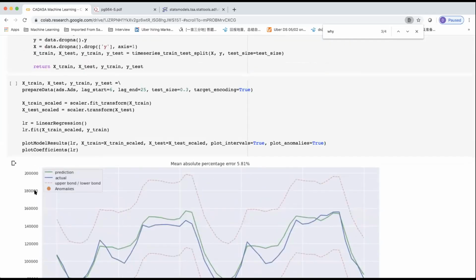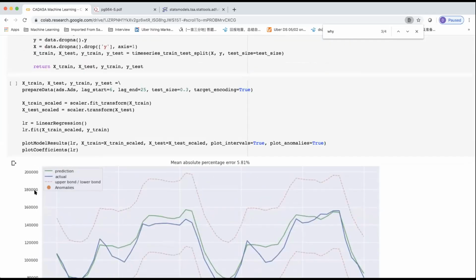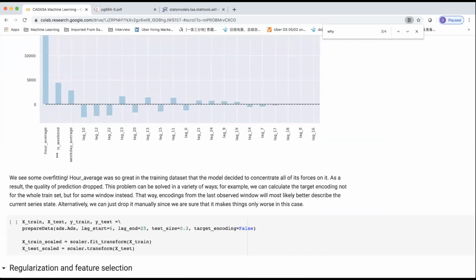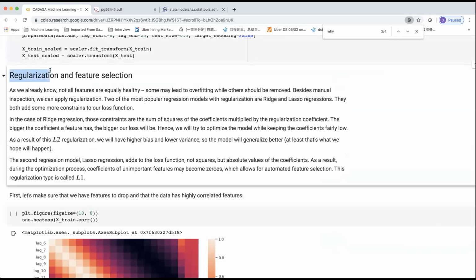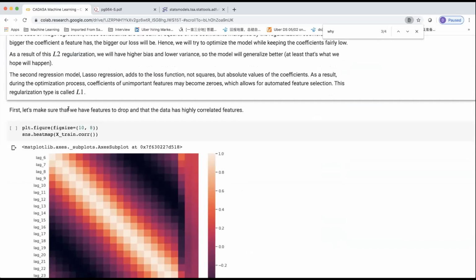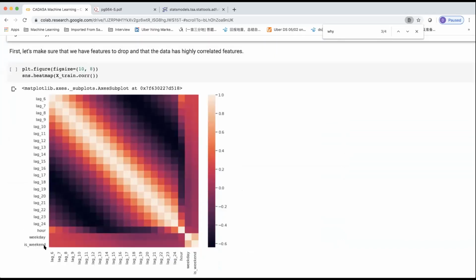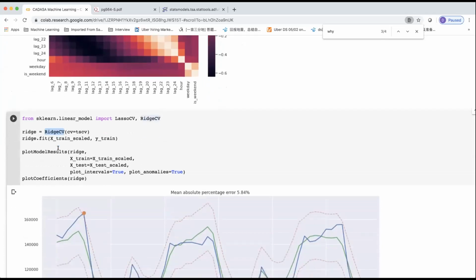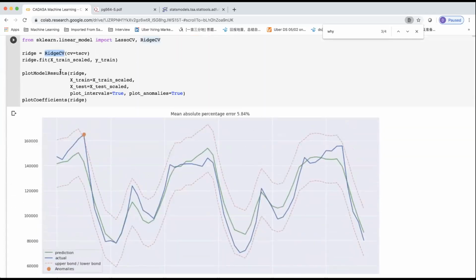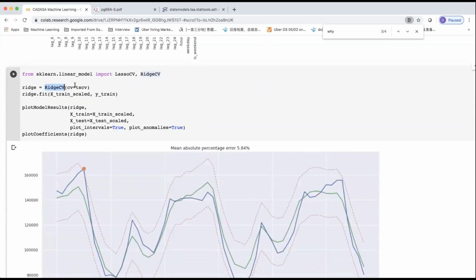So basically, what we do here is, first of all, we find the correlation between all the lags, all the features here. After that, we try two kinds of regularization, RidgeCV and Lasso. Ridge is L2, and Lasso is L1. L2 doesn't get rid of any coefficient, but L1 is going to make some coefficients equal to 0.